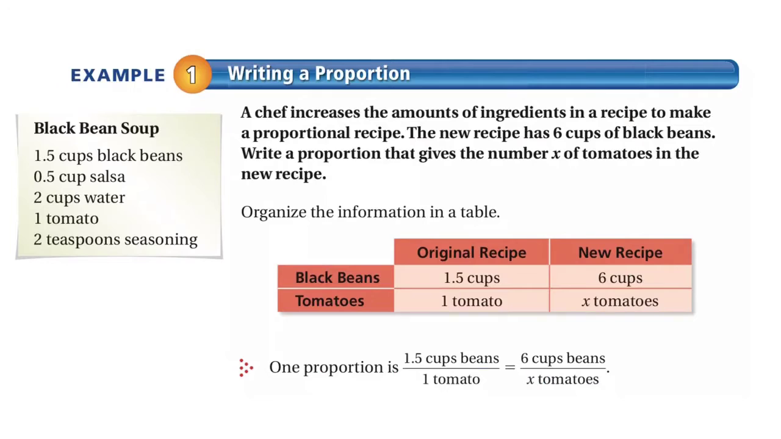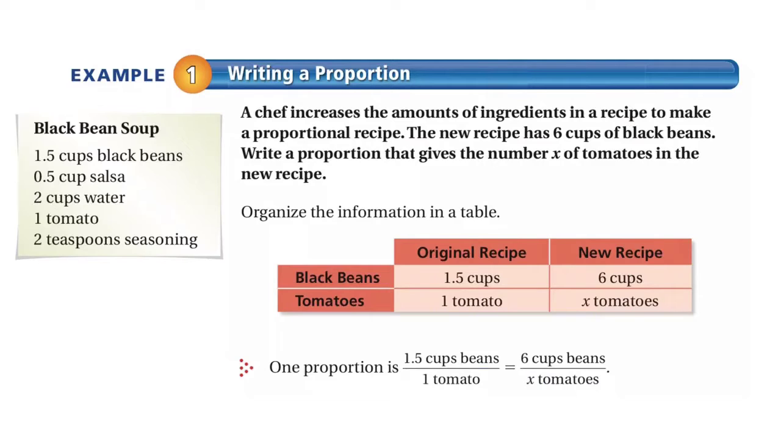In example 1 here, writing proportion, it says a chef increases the amount of ingredients in a recipe to make a proportional recipe. The new recipe has 6 cups of black beans. Write a proportion that gives the number X of tomatoes in the new recipe. So you take the original recipe, 1.5 cups per 1 tomato, and you put in the new recipe amount, 6 cups per X tomatoes. Once you have them in the table, it's pretty easy to write it as a proportion.